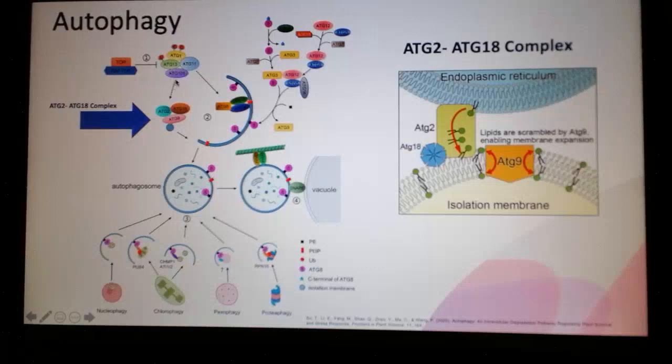One of these complexes is ATG9, ATG2, and ATG18, and it is involved in delivering the lipids for the expansion of the phagophore. In the right picture, I show the autophagosome formation. The isolation membrane expands to form the autophagosome by receiving lipids from the endoplasmic reticulum. This process is essential for autophagosome formation.